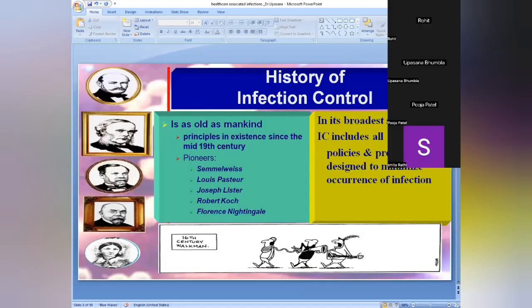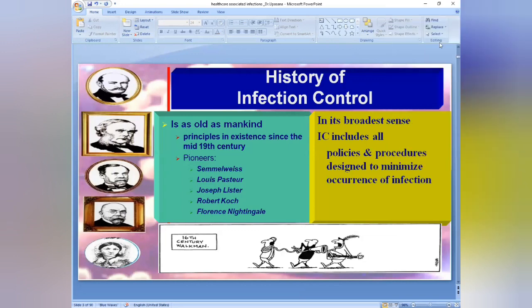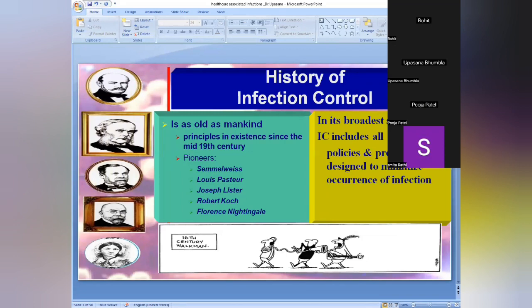Talking about the history of hospital infection control, it is as old as mankind, and of course, since the mid 19th century, we have been talking about the existence of infection control practices. The pioneers who have worked for infection control and aseptic precautions: Semmelweis, Louis Pasteur, Joseph Lister, the father of antisepsis, Robert Koch, Florence Nightingale, and a number of people have worked for the development of infection control practices and adhering to them.